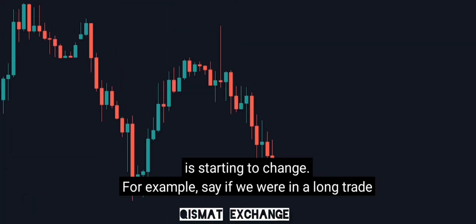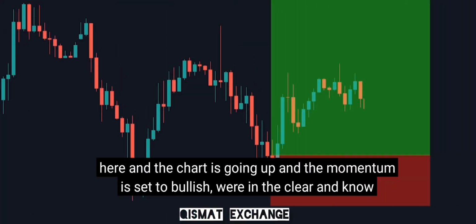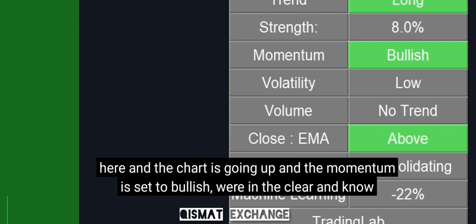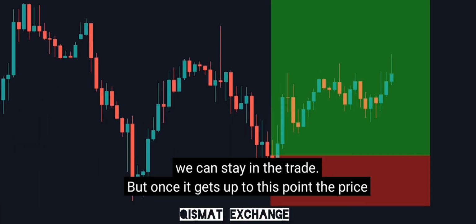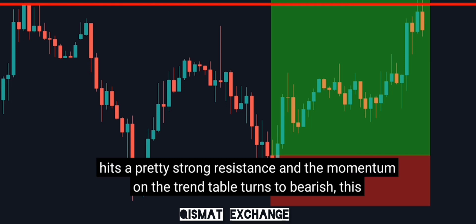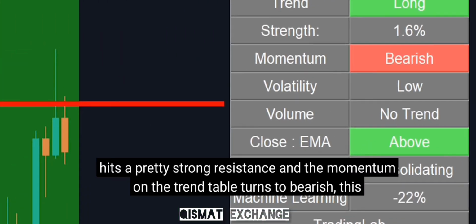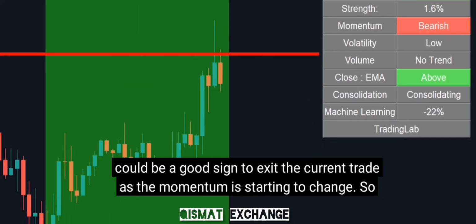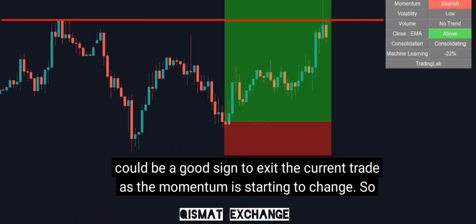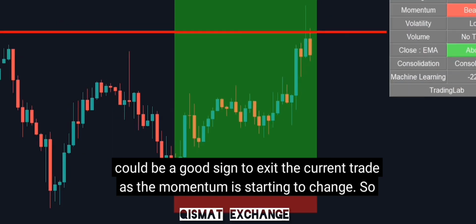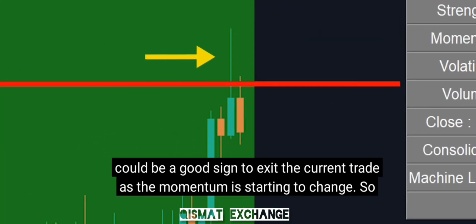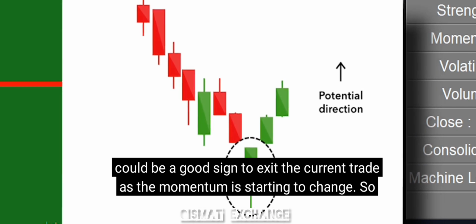For example, say if we were in a long trade here and the chart is going up and the momentum is set to bullish. We're in the clear and know we can stay in the trade. But once it gets to this point and the price hits a pretty strong resistance and the momentum on the trend table turns to bearish, this could be a good sign to exit the current trade, as the momentum is starting to change. And you can also see here that one of the candles right here had a long upper wick, which is what we were talking about before.